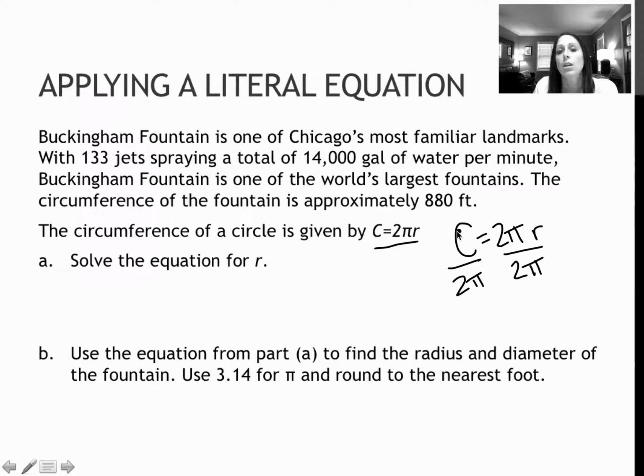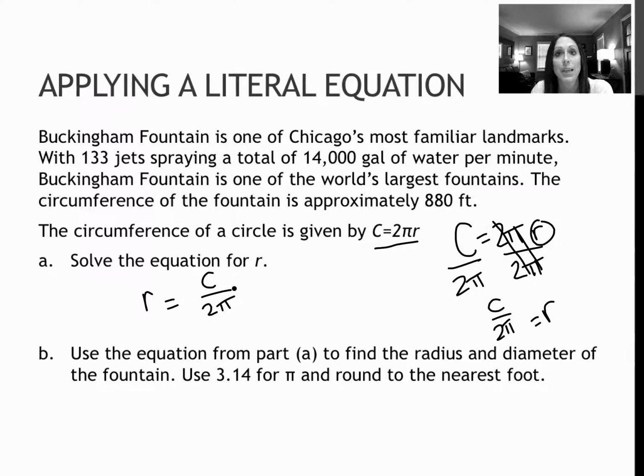Now, the impulse here is to try to simplify this in some way. C over 2 pi, I want to make that into something easier, but you can't. So on this side, notice the 2 and the pi go away. I just have r. So I have r equals c over 2 pi. And that's all I can do. So that's my answer over here: r equals c over 2 pi. There's nothing I can do to simplify that further.